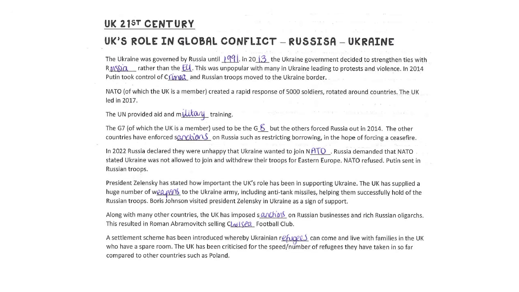Boris Johnson also visited President Zelensky in Ukraine as a sign of support, and this was seen as very globally important. Along with lots of other countries, the UK has also imposed sanctions on Russian businesses and rich Russian oligarchs like Roman Abramovich, who was forced to sell Chelsea Football Club. We've also put a settlement scheme in to allow Ukrainian refugees to come and live with families in the UK who have a spare room. However, we have been criticised for the slow speed and the small number of refugees we've taken in compared to countries such as Poland.